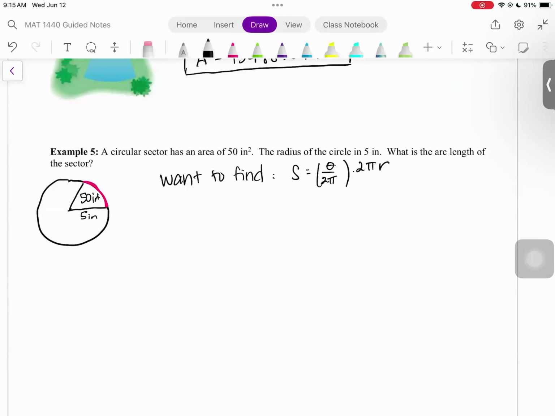So I'm going to set up my formula for arc length using radians. So we're trying to find the length of the sector, which is going to be theta divided by 2 pi times 2 pi r. Now within this, we still don't know theta, but we do know the radius of our circle is 5 inches. So we can simplify this a little bit. But what this illustrates is what we're trying to figure out is theta first. And theta is that central angle. So we're going to use that area of a sector formula to figure out theta, which then we can substitute into this arc length formula.